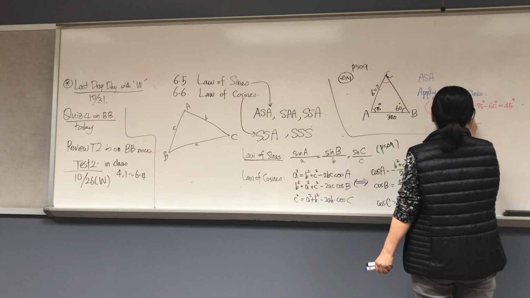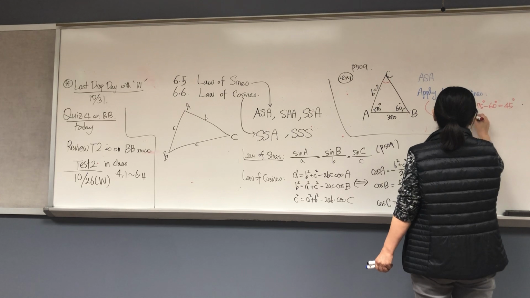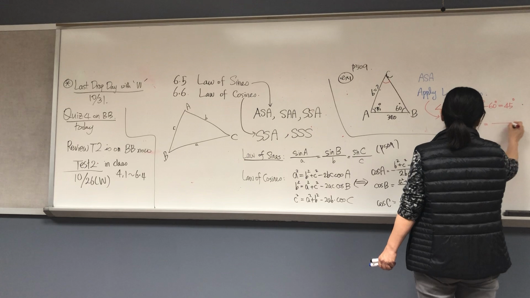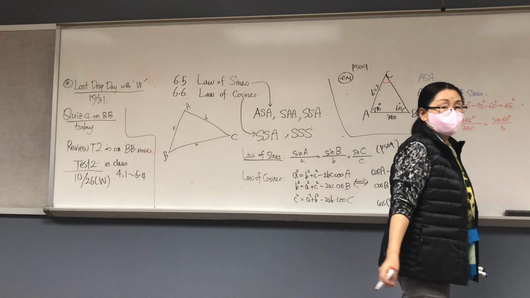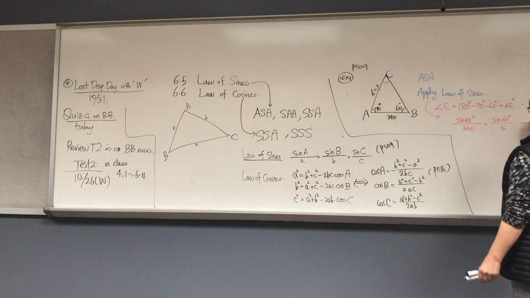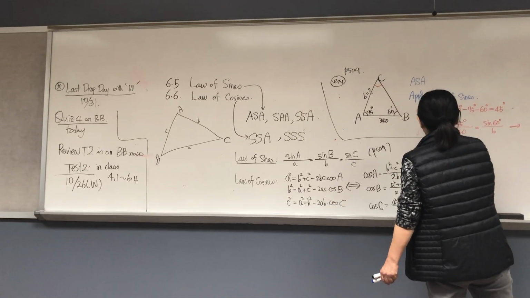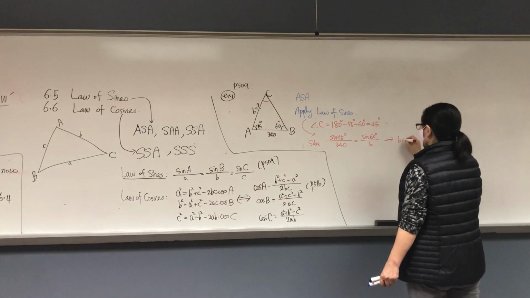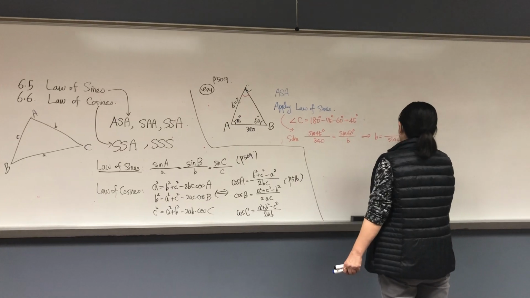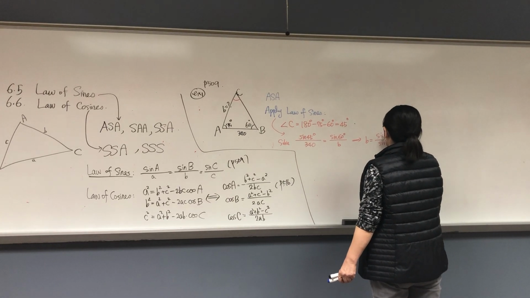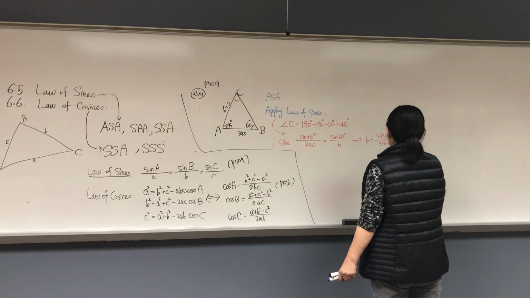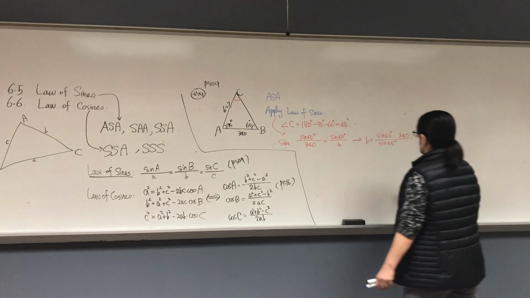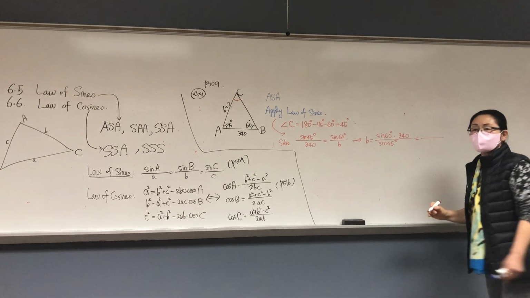Sine 45 over 340 equals sine 60 over B. Good job. And then we can find B, isn't it? Cross multiplication. And then B is equal to... So what is sine 60?